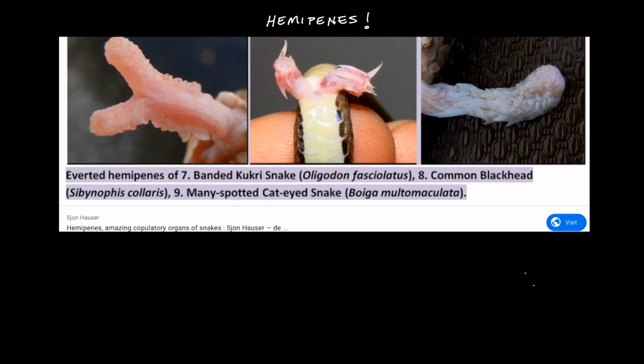And what you can notice here is they look very different depending on the species. Some species have different branches and different spikes and prongs that stick out, and we can actually use that to identify different species of snakes.